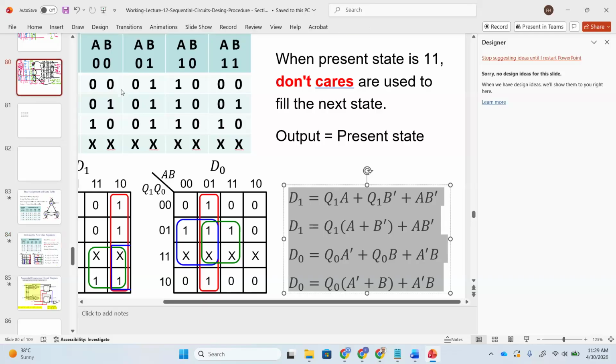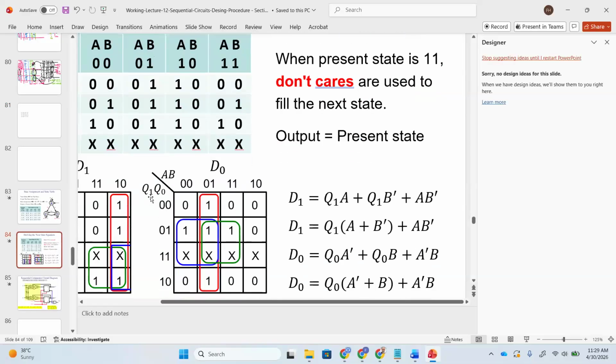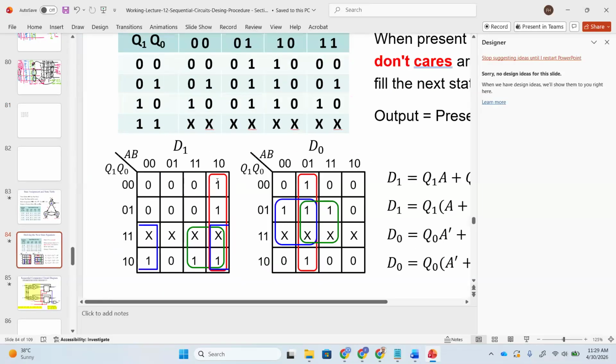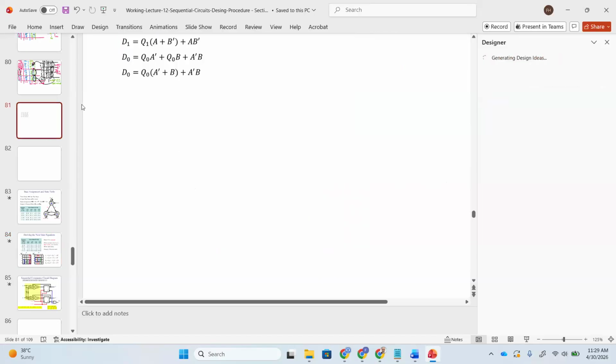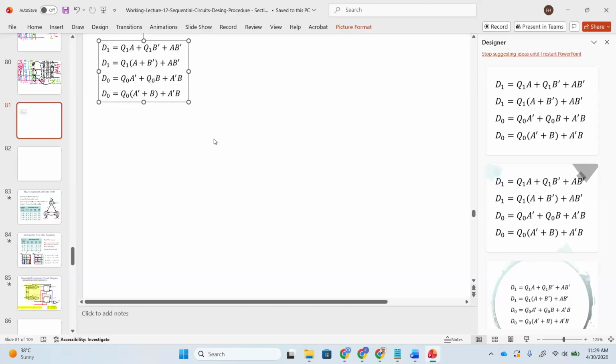Can you see here for D1? For D1, how many ones are there? 1, 2, 3, 4, 5, and 4 don't care. And same for D0. Got it or not got it? Clear? Okay. Now when we derive the expression for D1, this is my D1. This is the expression for D1. This is clear or not clear? Any question?